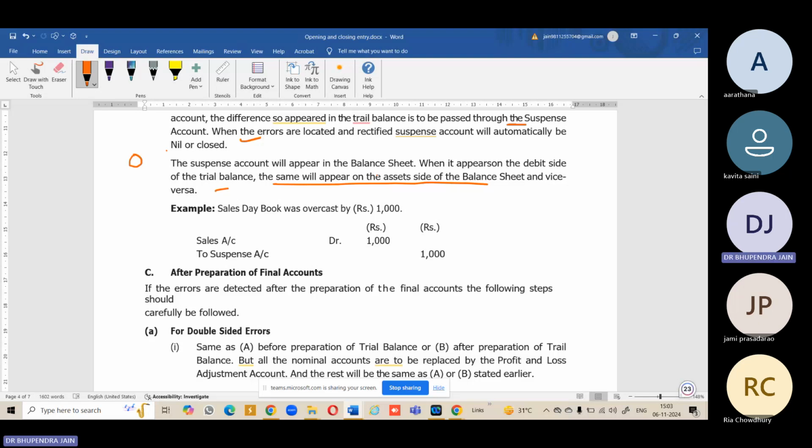Clear? Like an example: the sales day book was overcast by ₹1,000. If we find such an entry before preparation of trial balance, then how to rectify it?